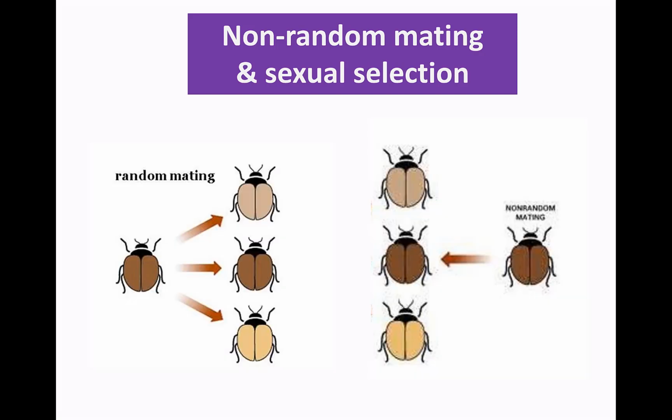On the left is a group of beetles that mate randomly. This population has natural variation in their color. An individual has an equal chance of mating with an individual of any color. There's no preference for one over another. On the right, the brown beetle prefers to mate with other beetles that match their phenotype, other brown individuals. Mating choice is now not random, but based on some outward characteristic.